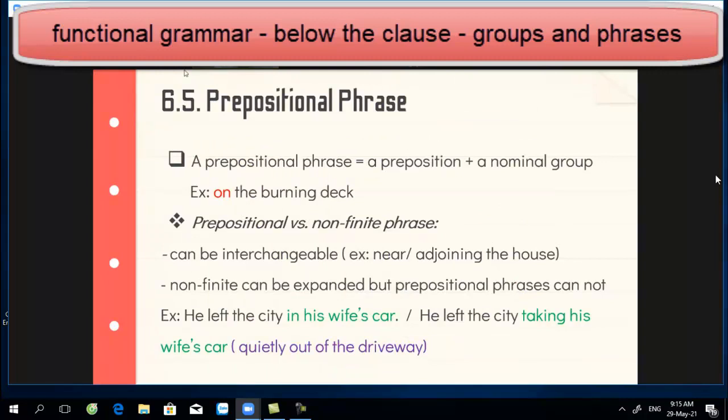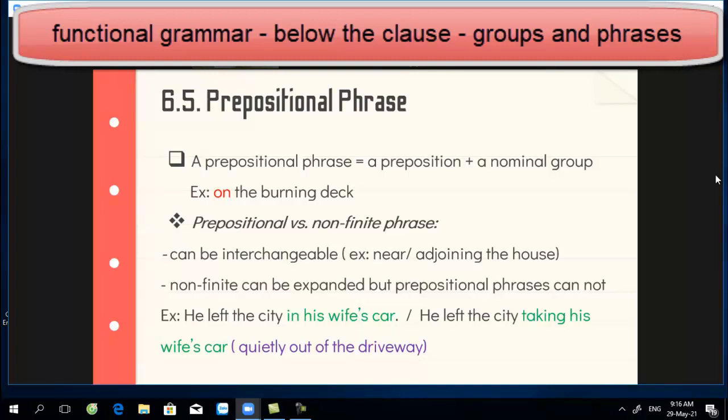Let's talk about the prepositional phrase. A prepositional phrase is a preposition plus a nominal group. For example, on the burning deck: on is a preposition and the burning deck is a nominal group. There is a difference between a prepositional phrase and a non-finite phrase. Sometimes they can be interchangeable, for example, near the house or adjoining the house, but non-finite phrases can be expanded, while prepositional phrases cannot.